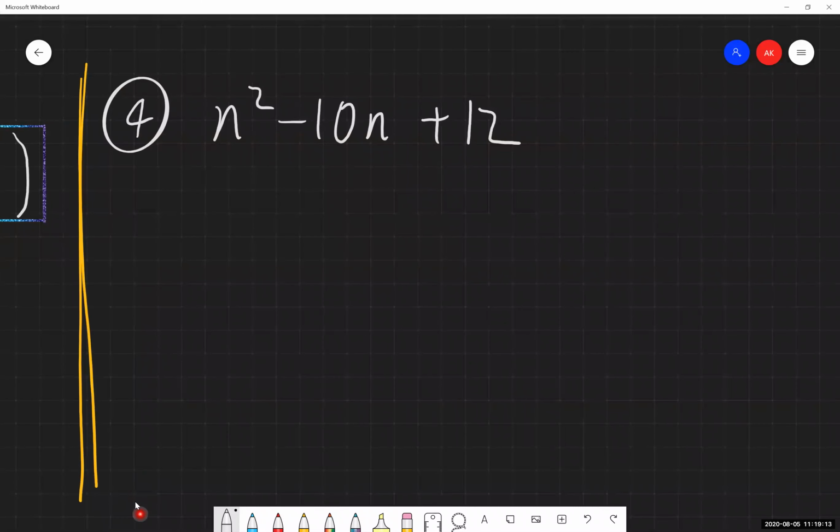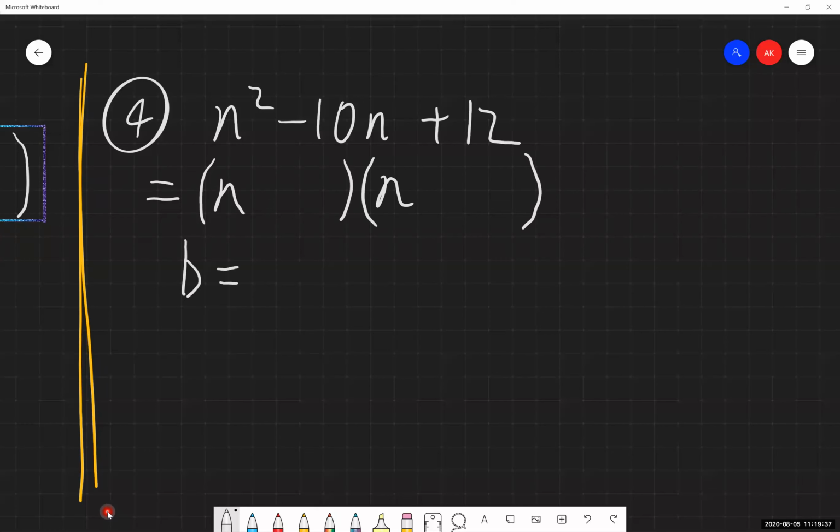Okay, so looking at example 4 here, we've got our trinomial. We don't know what we're going to get for our final answer, but let's list our, again, shell of an answer in here. We have an n plus or minus something times n plus or minus something else. Let's correctly identify our b and our c values. B is going to be negative 10, and C is going to be 12, just like we've done with our previous examples.